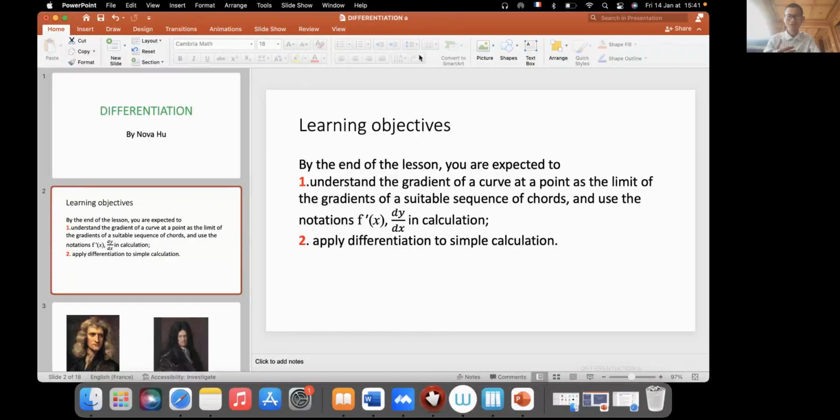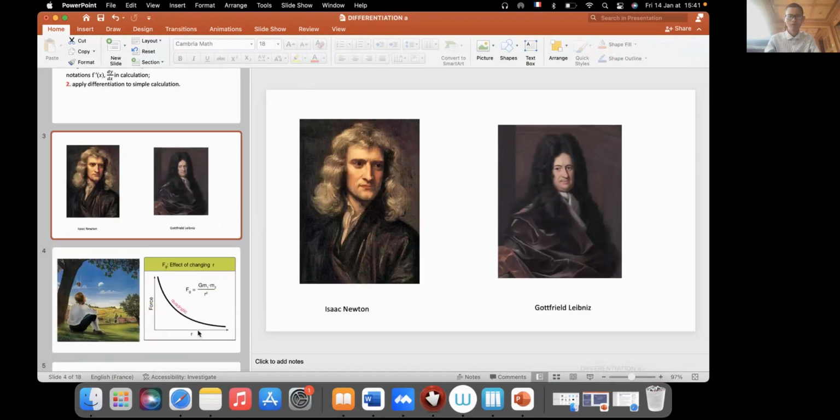So in this class, we're going to study a topic that is fundamentally important in our calculus curriculum, differentiation. We will first define what differentiation is, which will then be applied to simple calculations. Before moving on, I'd like to briefly cover some related history.